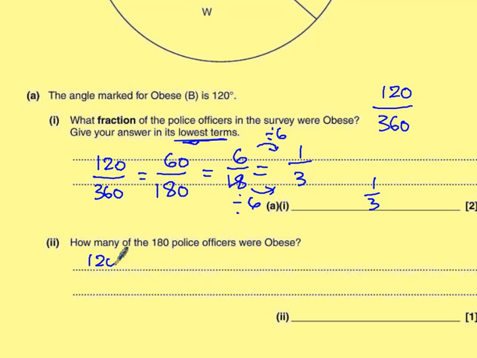Well, we know that 120 out of 360 degrees. Now, if there were 360 police officers, it would be 120 out of 360. We've already shown our simplification there that it's 60 out of 180. So 60 out of the 180 police officers would be obese. We can also work that out by saying 1/3 of 180. 180 divided by 3 is 60.